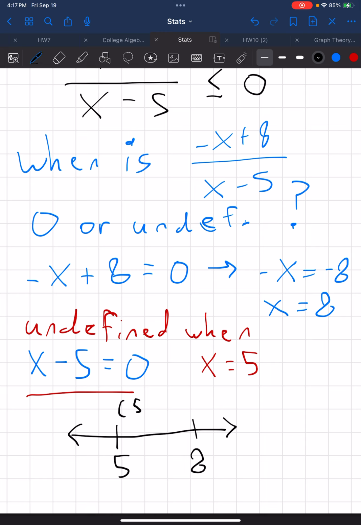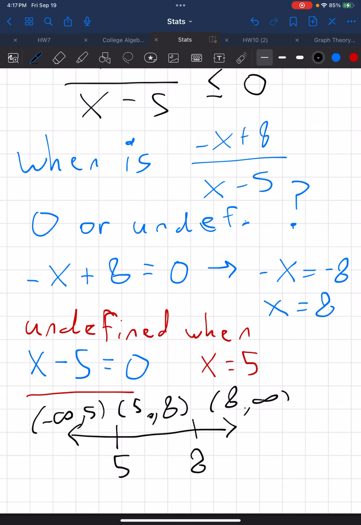5 to 8 for that interval, everything in between here. And then to the right, we're going 8 to infinity. And then on the left, everything to the left of 5, so we're going to go from negative infinity all the way to 5.